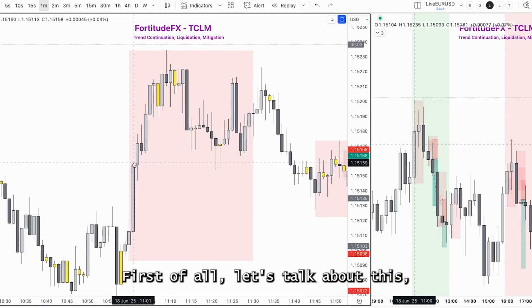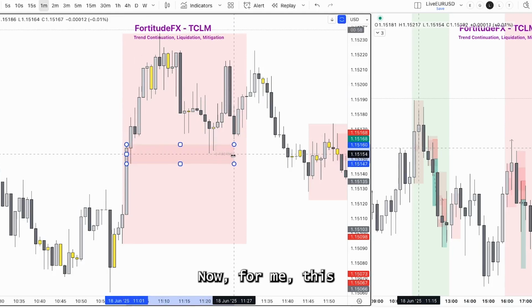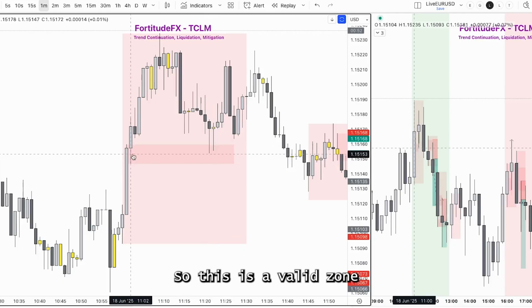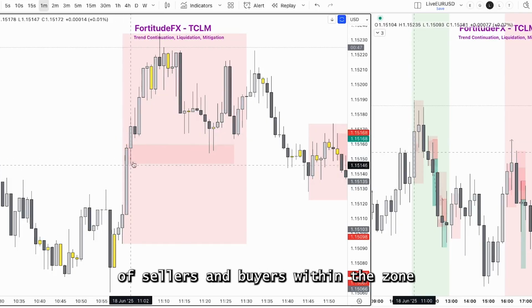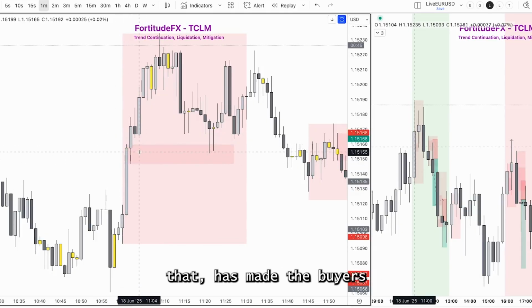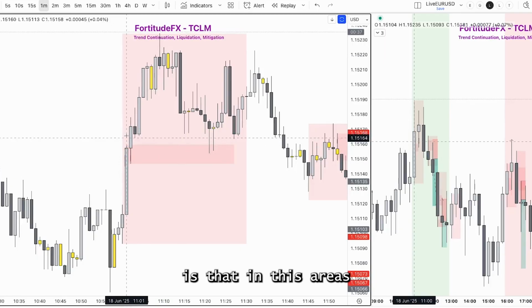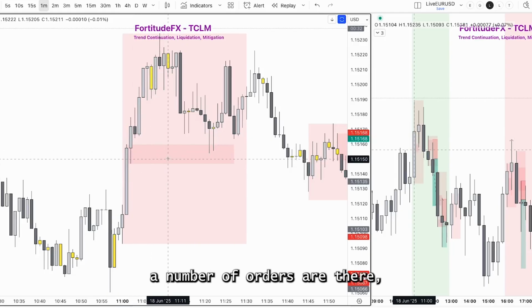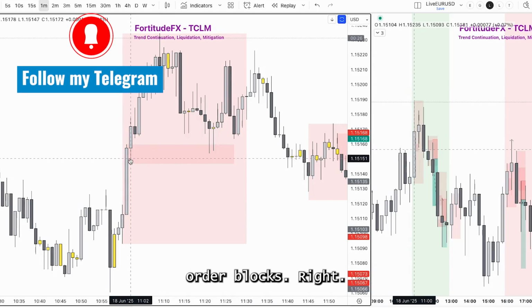First of all, let's talk about the zones right here. Now, for me, this would be a valid zone. Why would this be a valid zone? This is a valid zone because there has been an exchange of sellers and buyers within the zone that has made the buyers win over the sellers and their orders pending. Typically what happens is that in these areas where you have the sell to buy or buy to sell wicks, a number of orders are there, but these areas are basically lower time frame order blocks, right?